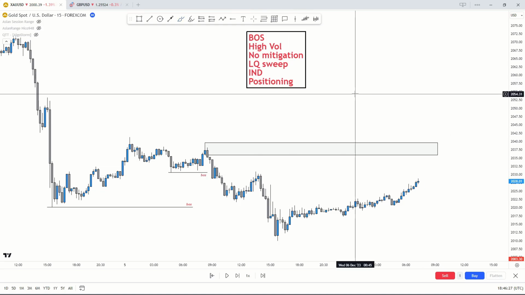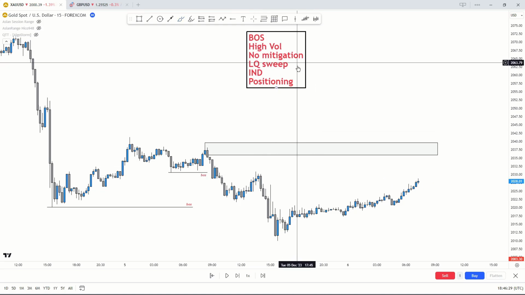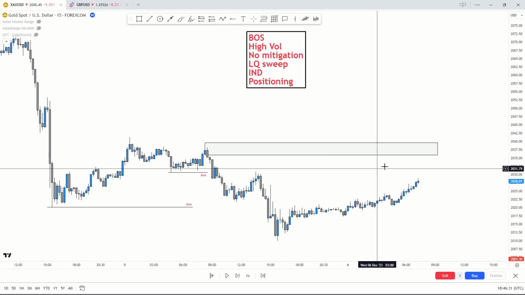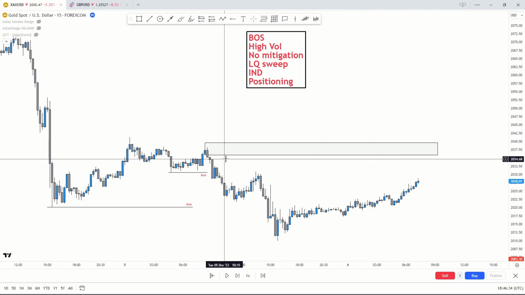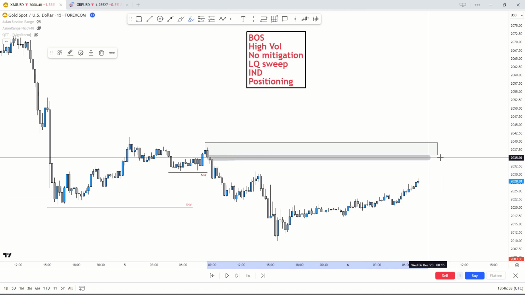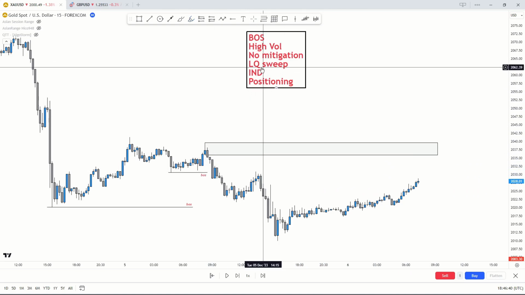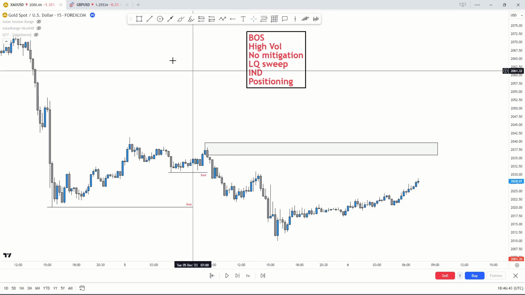Okay, very, very simple. High volume, no mitigation. Price is yet to tap back into the zone at all, right? It's very, very simple. We don't have any movements back into the zone. We are completely unmitigated. Now, here comes the other 3 rules.